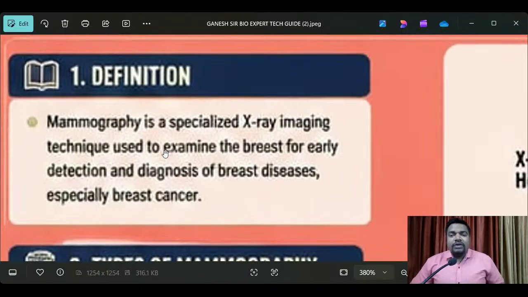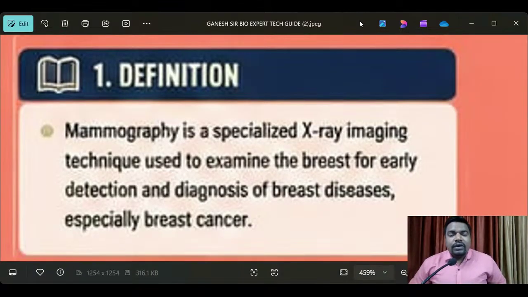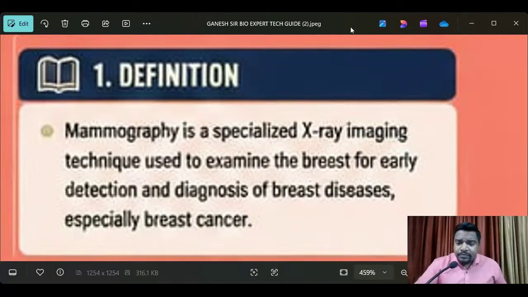Now, it is visible right now, my dear engineers. First, let me give you the definition of mammography, a simple definition. As biomedical engineers we have to remember so many things and perform multiple activities, so we need a simple track to know and remember. I hope you got it very clear. Next, the definition of mammography: mammography is a specialized X-ray imaging technique used to examine the breast for early detection and diagnosis of breast diseases, especially breast cancer.